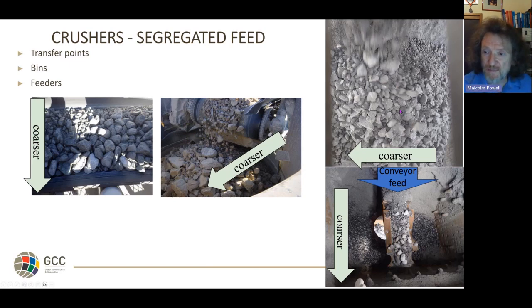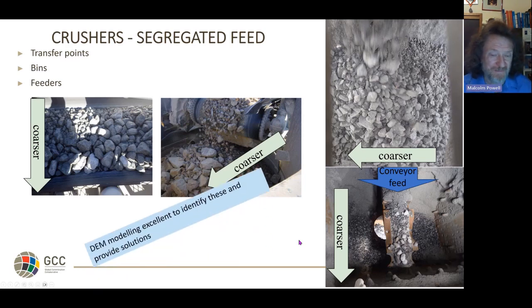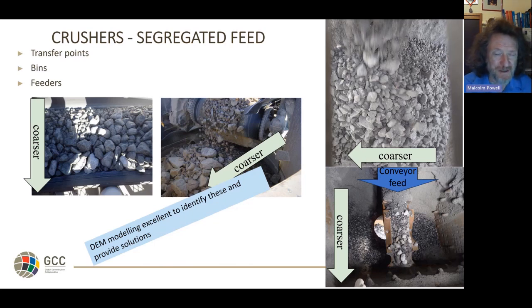When I look from the top, we can see coarse on one side, fine on the other, or fine where it comes in and coarse at the other end. When I stop the crusher, I can see where the coarse and fine is. Does it really matter if your crusher is a bit segregated? Oh yes, it does. So we use discrete element modeling. We can solve these really well by putting deflectors and mixers and slightly changed angles and things like that.